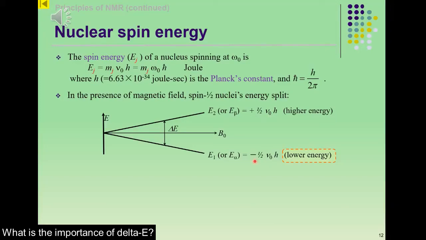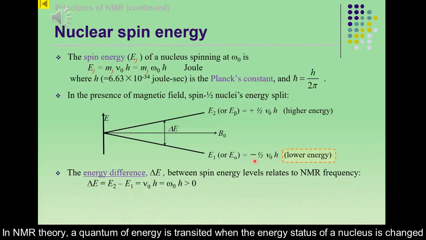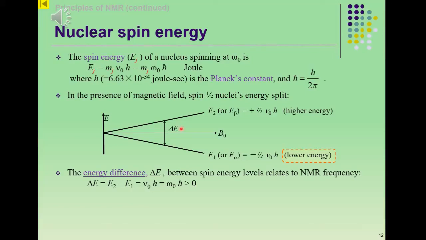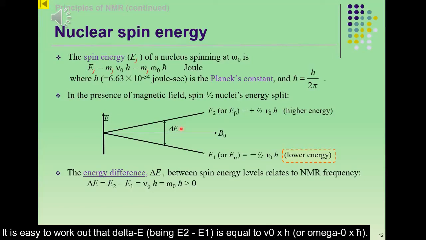What is the importance of delta E? In NMR theory, a quantum of energy is transmitted when the energy status of a nucleus is changed from one to another, which is equal to the difference of the energy levels, delta E. It is easy to work out that delta E, being E2 minus E1, is equal to V0 times H, or omega naught times H bar.